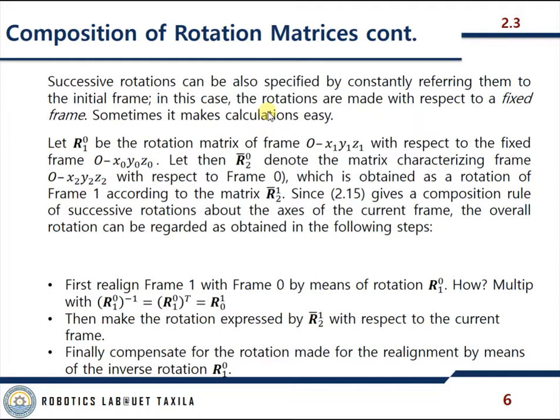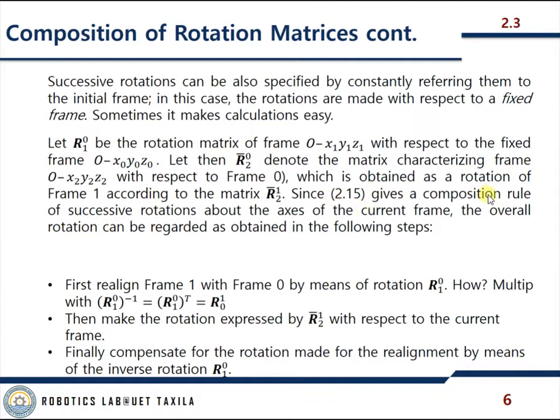So it has some advantages sometimes. For example, let the rotation matrix from frame 1 to frame 0 be the rotation matrix of frame O with origin O, x1, y1, z1 unit vectors, with respect to fixed frame O, x0, y0, z0. Let then R0,2 bar denote the matrix characterizing frame O, x2, y2, z2 with respect to frame 0, which is obtained as a rotation of frame 1 according to the matrix from 2 to 1 bar.